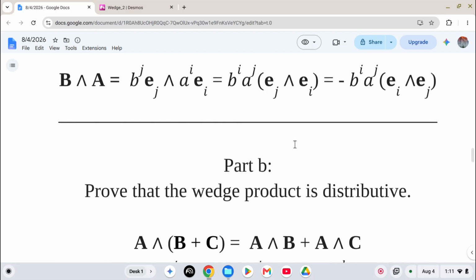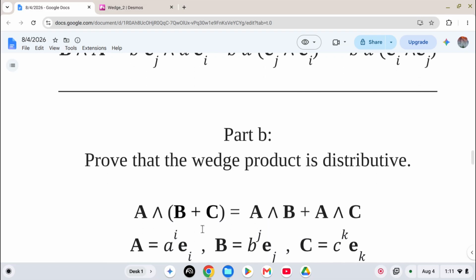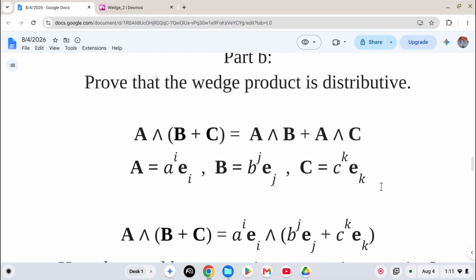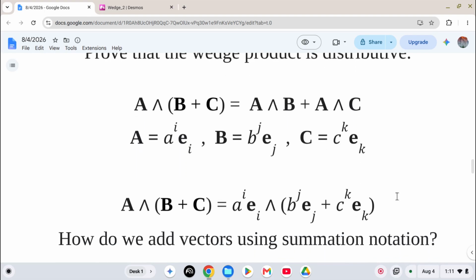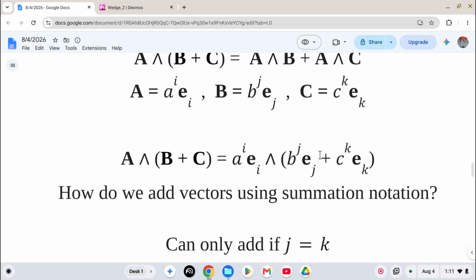Okay, part B. Prove that the wedge product is distributive, okay? Using these 3 vectors. Now, here was what I was warning you about. When you write this out, here's vector A, and here in parentheses, you're going to add B to C. Well, how do you add vectors using summation notation, okay? Because these are all different indices. We can only add them if J equals K, right?